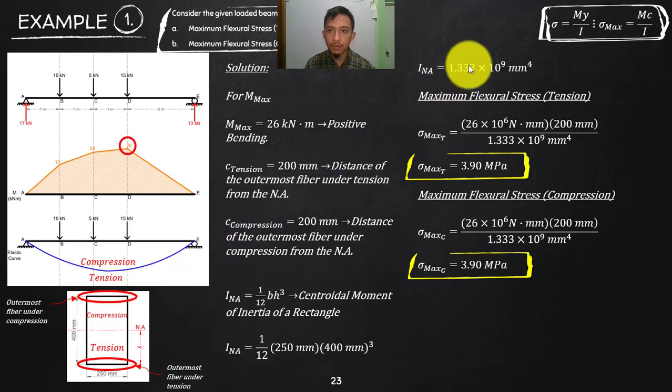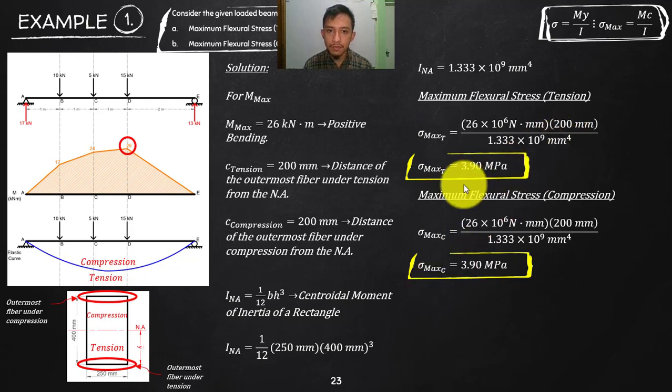Substituting that, you will have the I with respect to the neutral axis as 1.333 times 10 raised to 9, rounded, in millimeter to the fourth. So the moment of inertia is in millimeter to the fourth. Then for stress, we can now start with the maximum tension. Let's say max stress, and I will put a subscript T to differentiate that from your maximum compression. So what is the c?